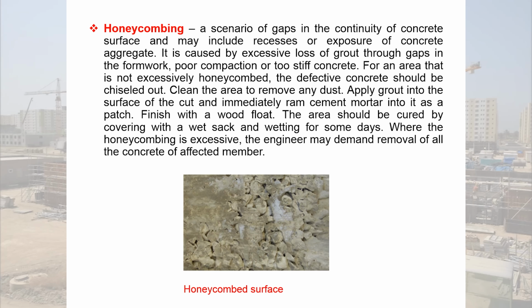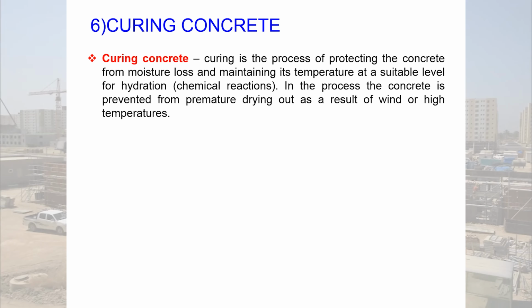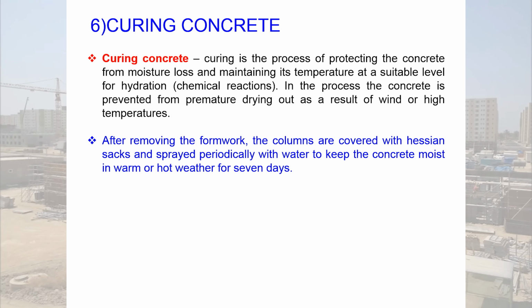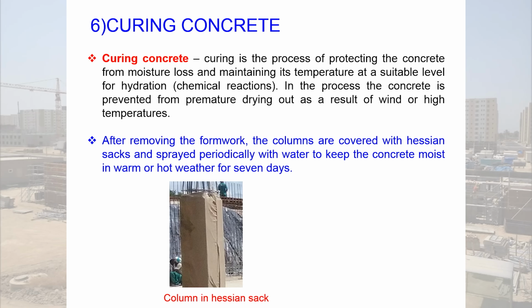Curing concrete. Curing concrete is the process of protecting the concrete from moisture loss and maintaining its temperature at a suitable level for hydration, i.e. chemical reactions. In the process, the concrete is prevented from premature drying out as a result of wind or high temperatures. After removing the formwork, the columns are covered with Hessian sacks and sprayed periodically with water to keep the concrete moist in warm or hot weather for 7 days.